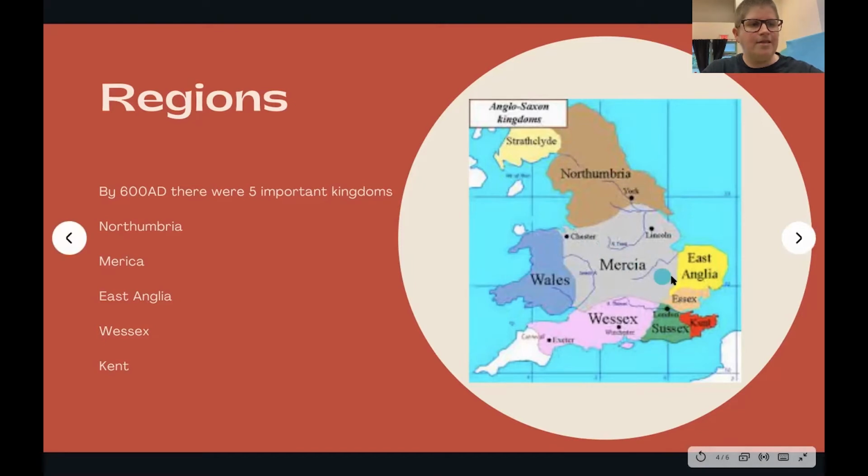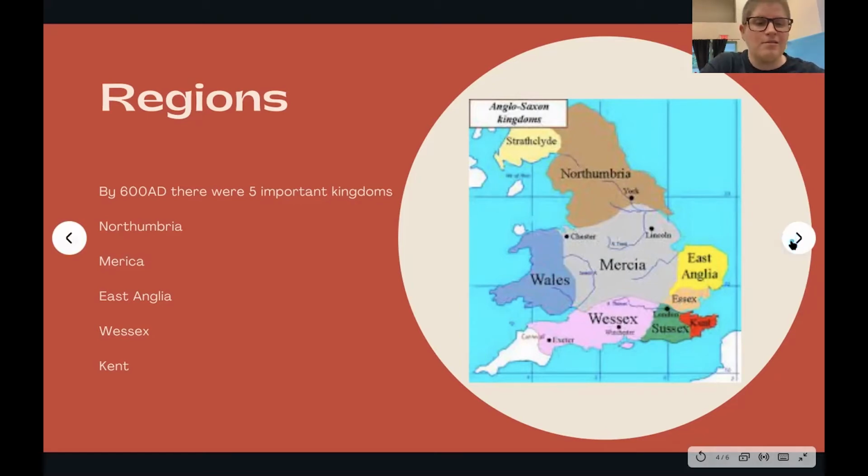You have East Anglia right here. Then you're going to have Wessex and Kent. I know you can see Essex and Sussex, but they were subservient to one of the other kingdoms here. Wales is an independent kingdom.